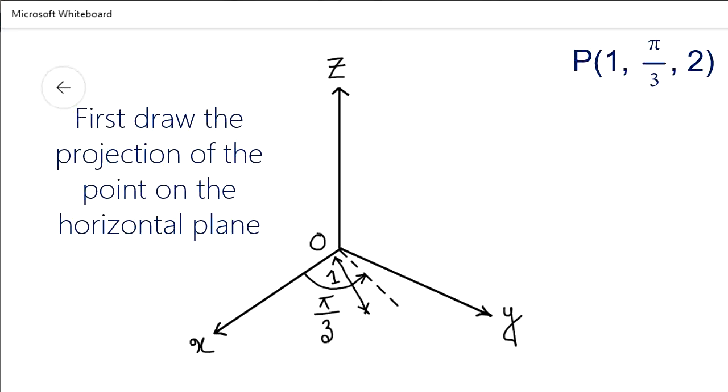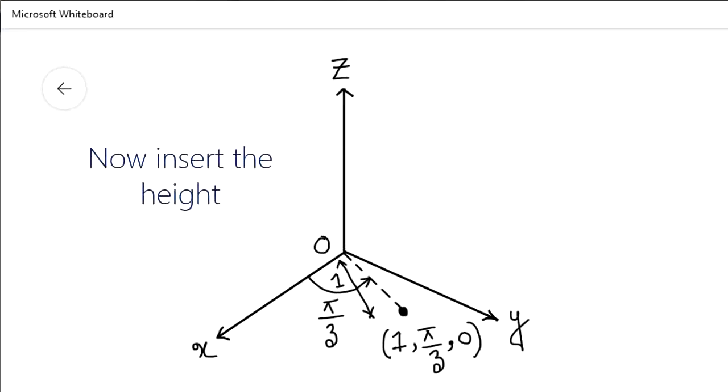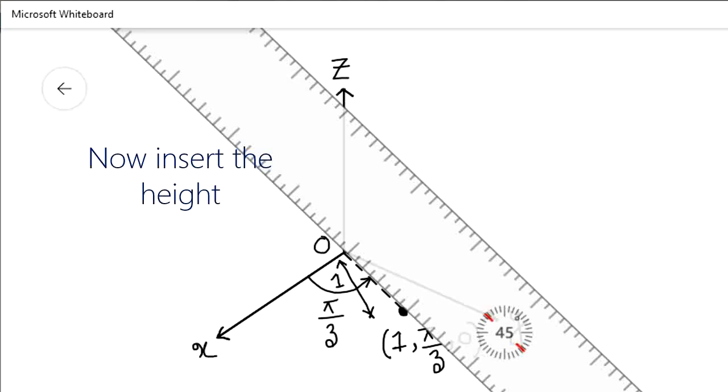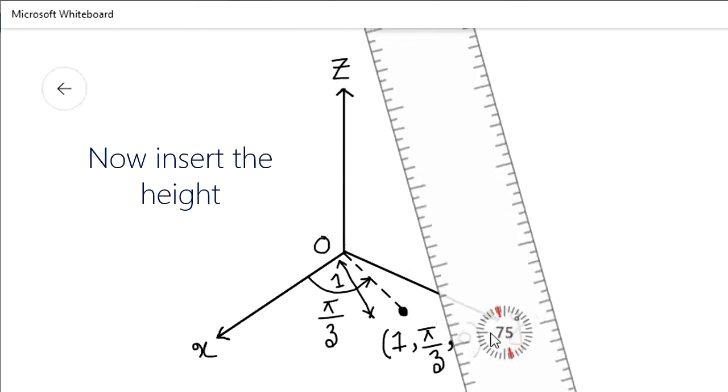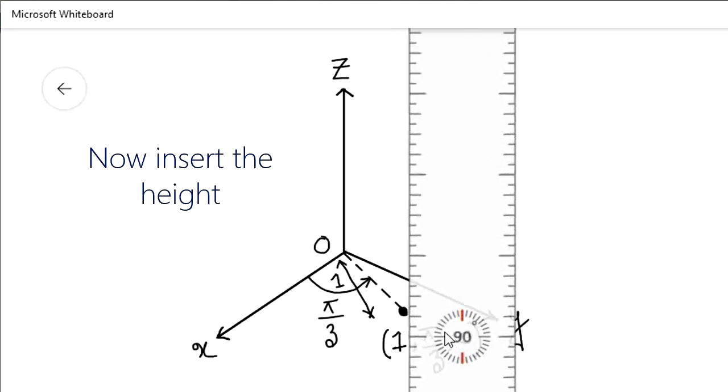So from here we can say this is our projection point. So here this point has rho 1, this point has phi pi by 3, but it has no height, so height will be 0. To include the height, what we need to do is that we have to place the scale at the projection point and then draw a line that will be parallel to the z-axis. So let's place the ruler at the projection point and make it parallel to the z-axis, that is at a 90-degree angle.